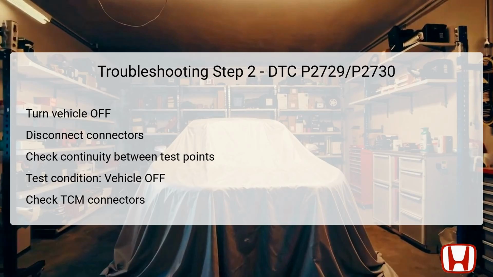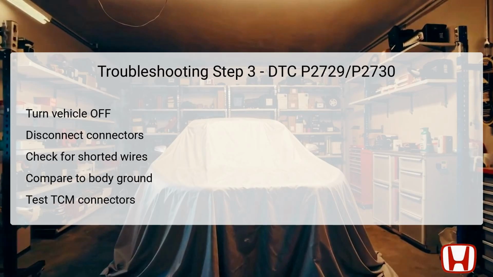If continuity exists, this indicates that the PLA and VBSOL wires are intact. If continuity is not present, it indicates a need to repair any open circuits between the sensor unit and the TCM. The final troubleshooting step involves checking for shorted wires in the PLA and VBSOL lines.